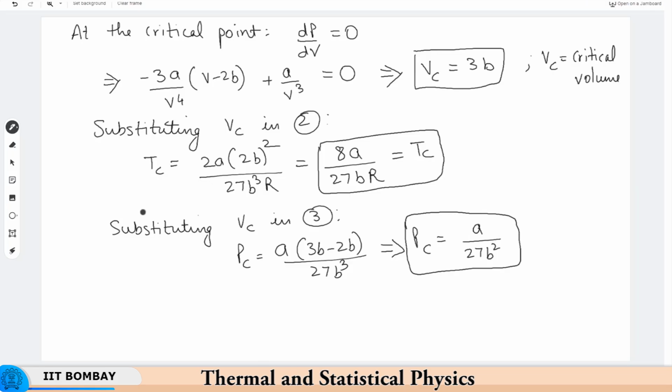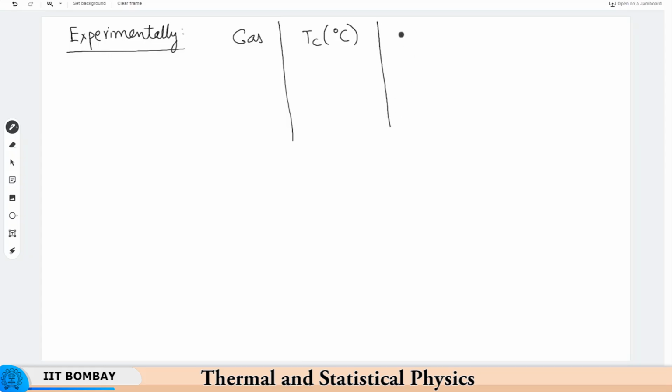And remember, in the last class I showed this for various gases. Maybe I can do that again. So experimentally, on the next page, it was observed for various gases that there were various values of critical temperature, critical pressure, which is in atmosphere, and critical volume, which is in centimeter cubed.